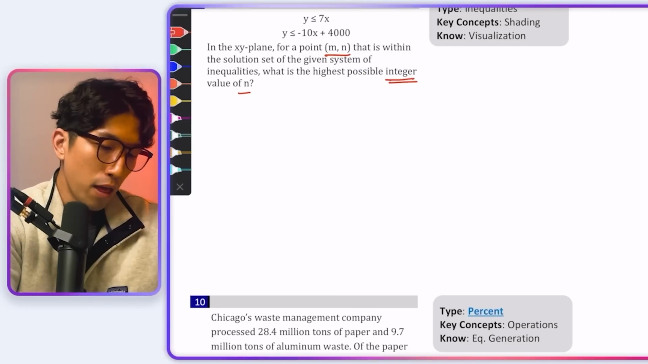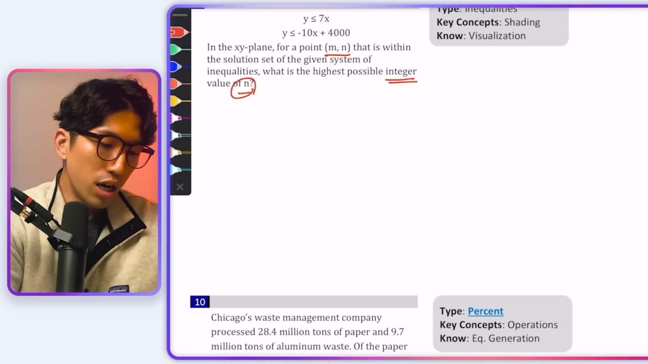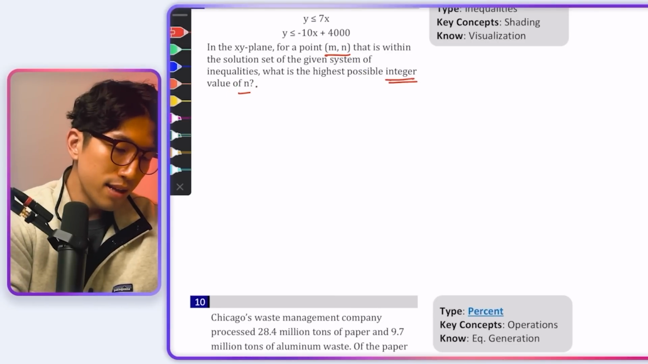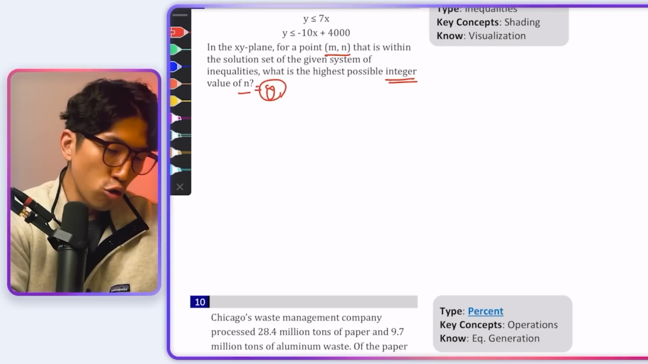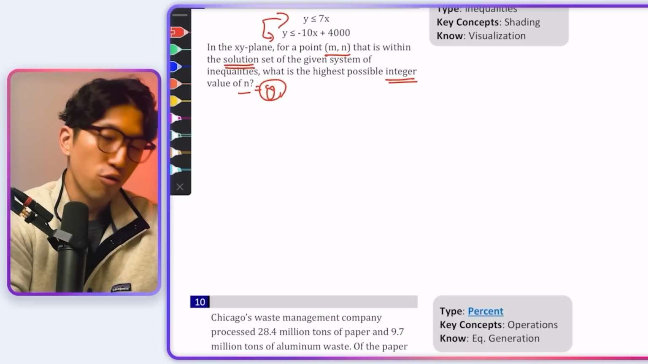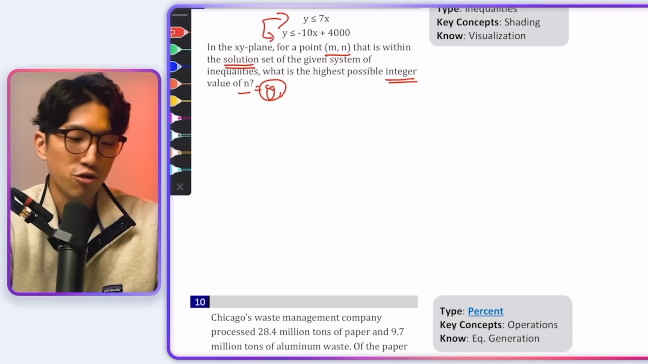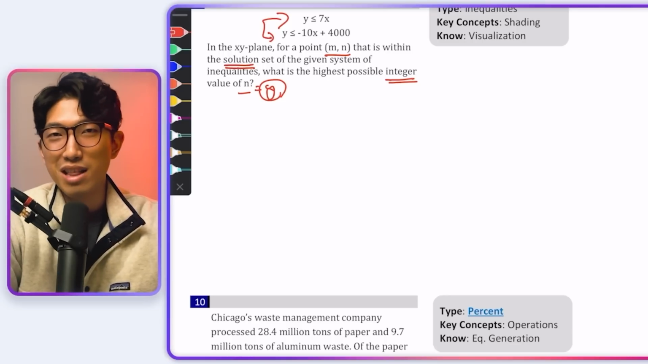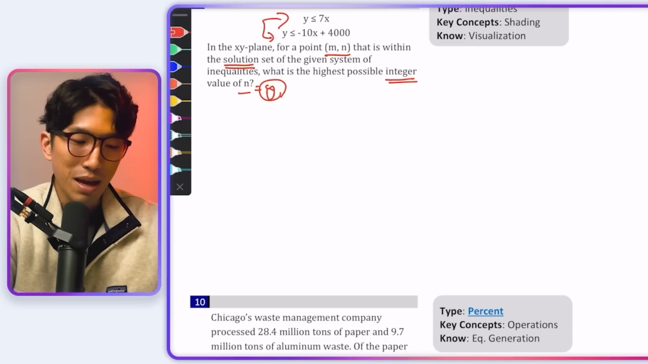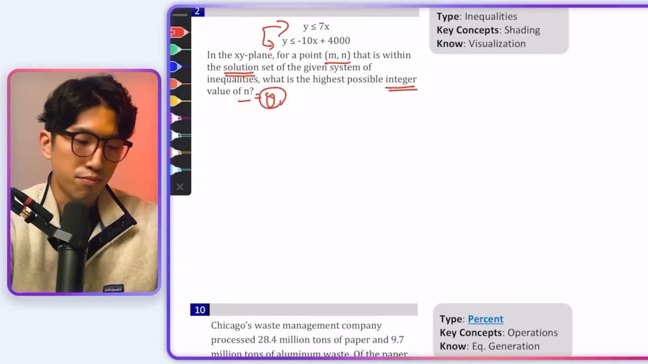So the first question, we're looking for the highest possible integer of n, right? And what does n represent? n is the y value of a solution within these two inequalities right there. So what most students end up doing is they try to plug and chug numbers and realize that, oh, that's probably gonna take me too long and I'm not even sure if that's gonna be the right answer. So how are we supposed to approach these types, right?